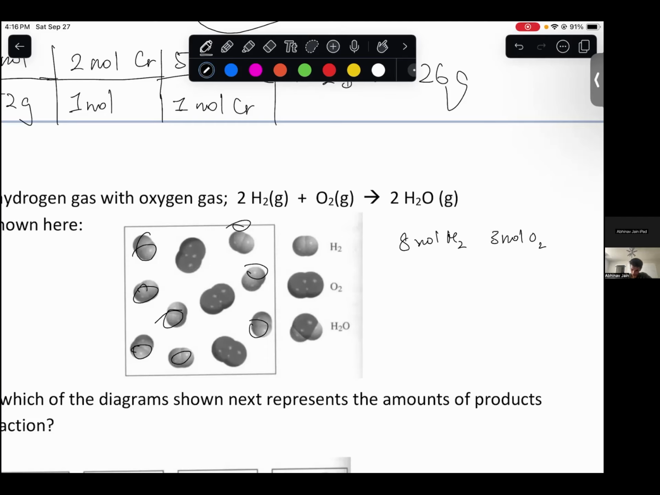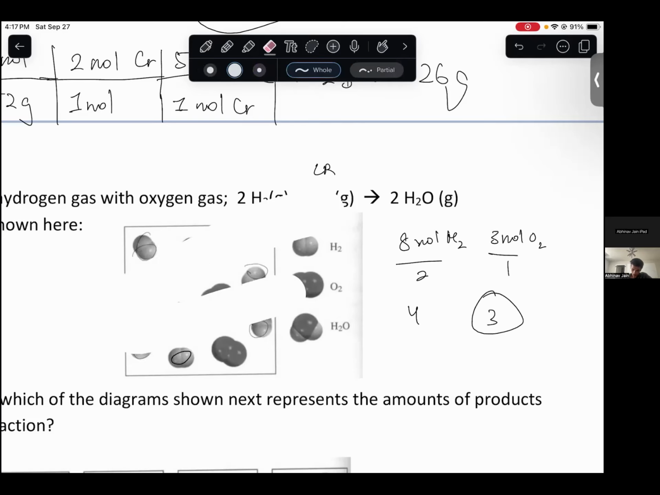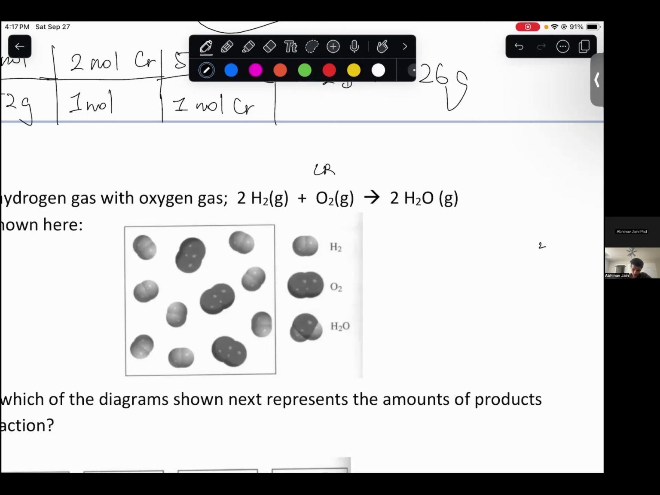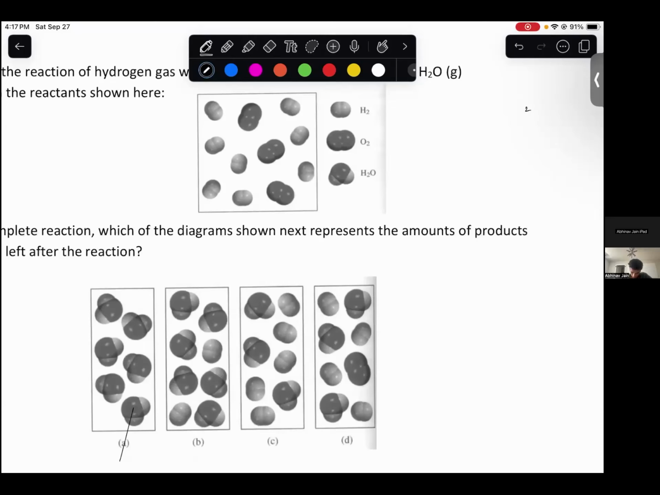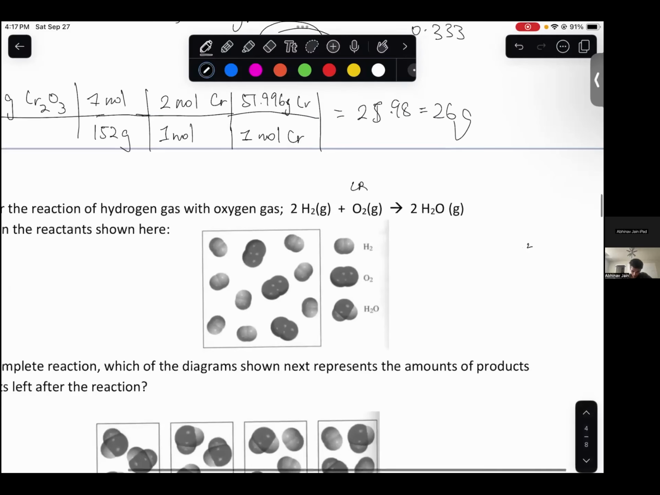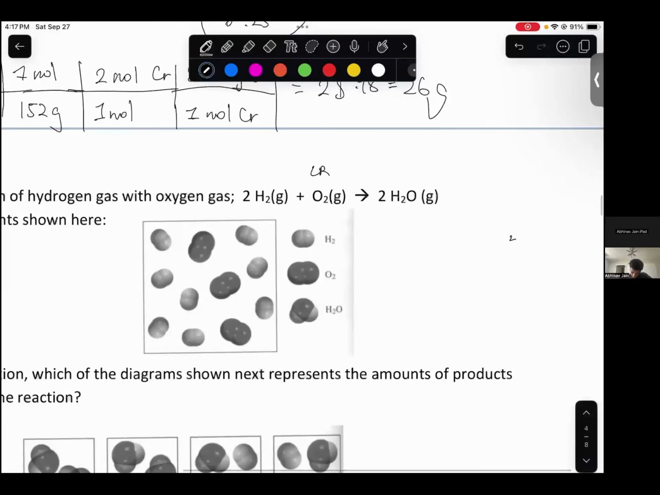We know that they react in a 2-to-1 ratio, so divide this by 2, divide this by 1. So that means 4 and then 3. 3 is less than 4, so that means O2 is the limiting reactant. So after our reaction is done, we should have some H2 left over because it's in excess. So we can eliminate A. We can't eliminate any of the other answer choices yet because they all have H2 left over. But we know that if we have 3 moles of O2 and it's limiting, for every 1 mole of O2, we have 2 moles of water produced. So if we have 3 moles of O2, that means 6 moles of water must be produced.